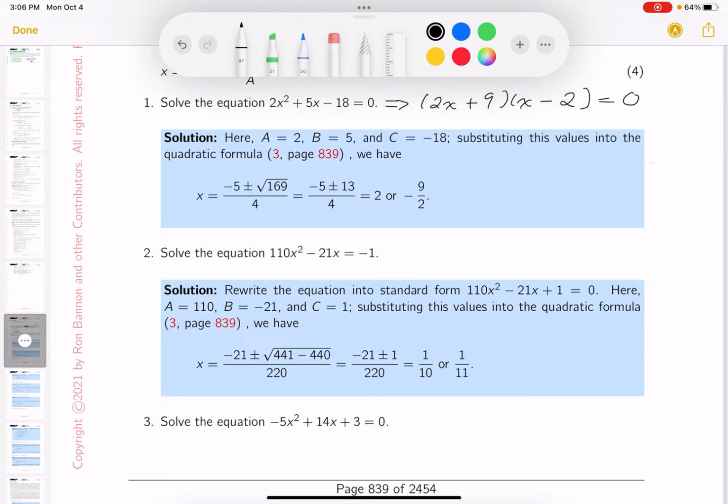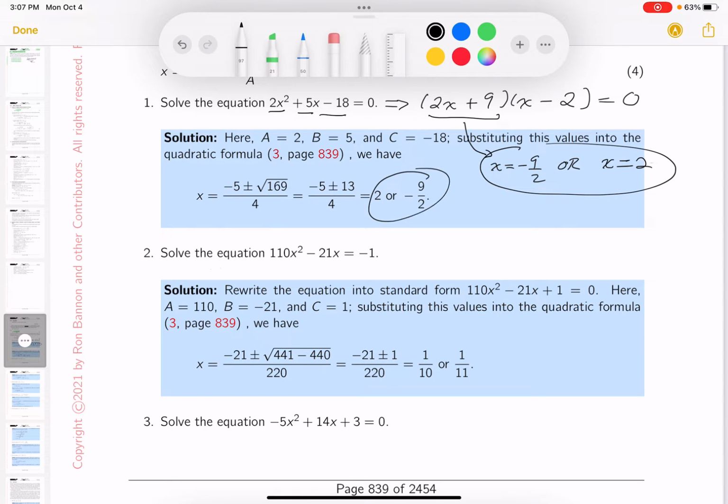You get 2x squared, and then 2x times minus 2 is minus 4, plus 9 is 5x, and 9 times minus 2 is minus 18. And then you take these factors, set them equal to 0, and that's really not so bad. For example, this factor over here becomes 0 when x equals minus 9 halves, and the other factor becomes 0 when x is equal to 2. These answers are listed for you, but I do want to go through the quadratic formula.